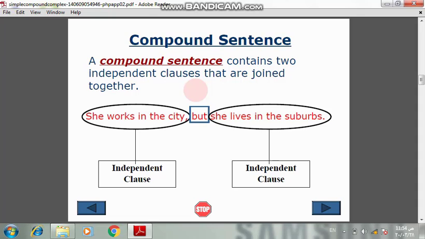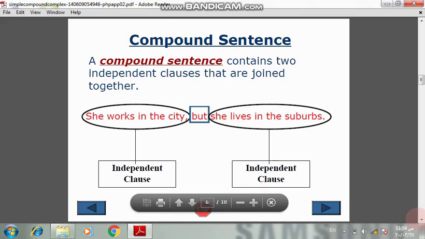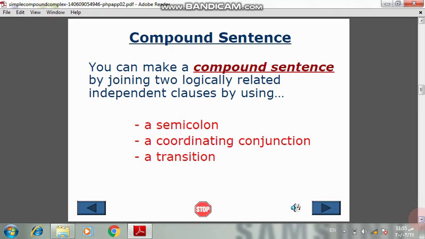They are joined with something called a coordinating conjunction. And now I'll tell you what the coordinating conjunctions are. For example, she walks in the city. That's a full thought, a complete idea. She walks in the city. I understand. All right. She lives in the suburbs. That's the first sentence. It's independent, and the second one is another independent sentence. They are joined with a coordinating conjunction. Now let's find out what the coordinating conjunctions are.